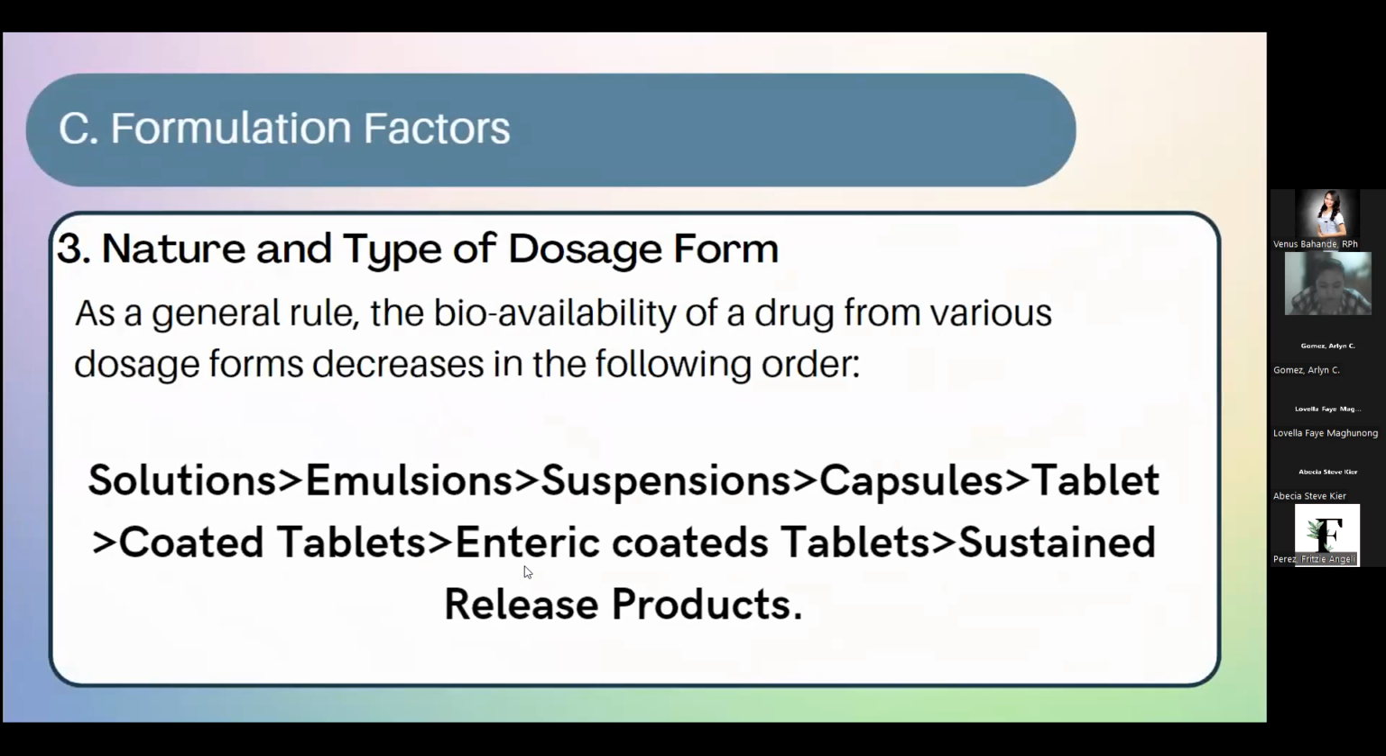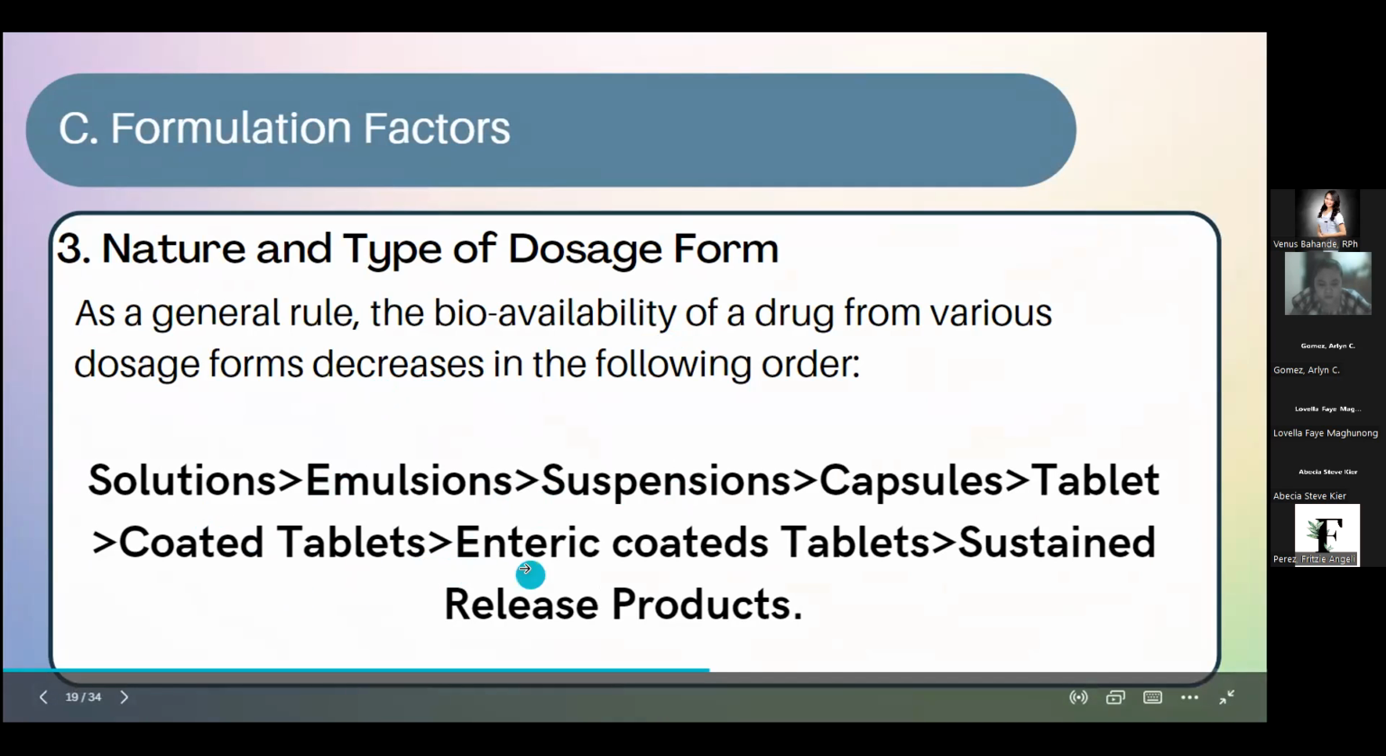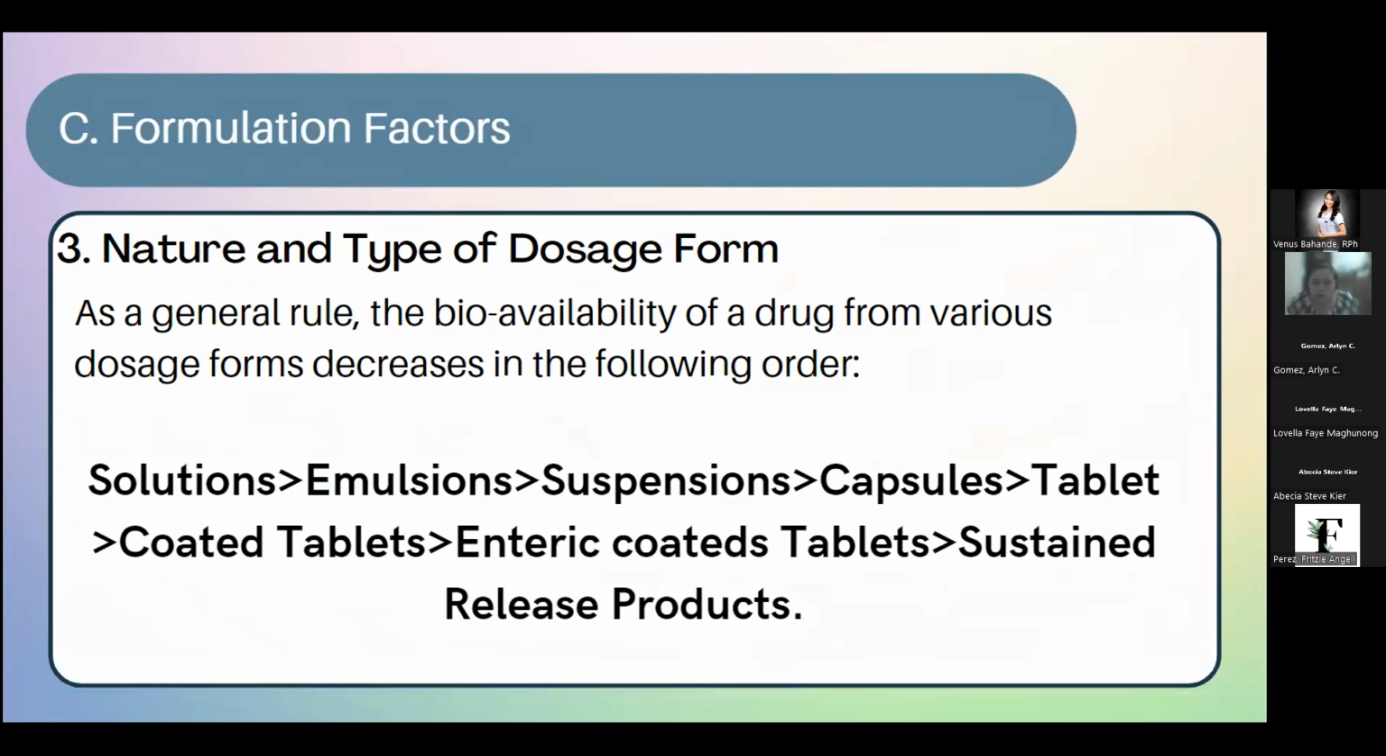Next, formulation factor is the nature and type of dosage form. As a general rule, the bioavailability of a drug from various dosage forms decreases in the following order: the solution, emulsions, suspensions, capsules, tablet, coated tablets, enteric-coated tablets, and sustained release products.